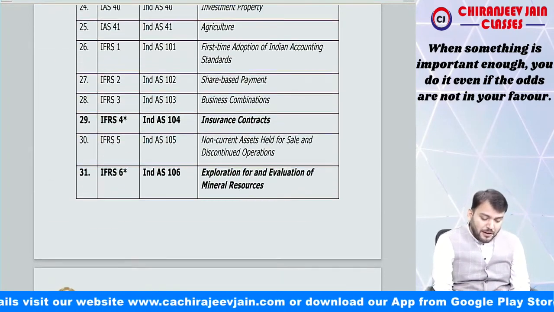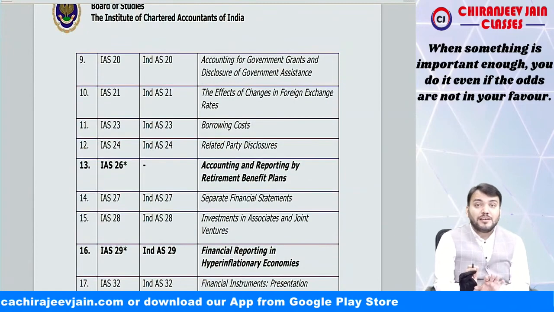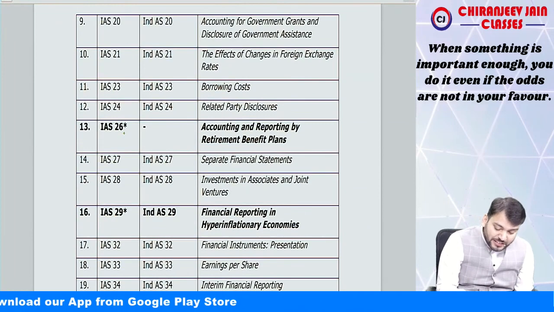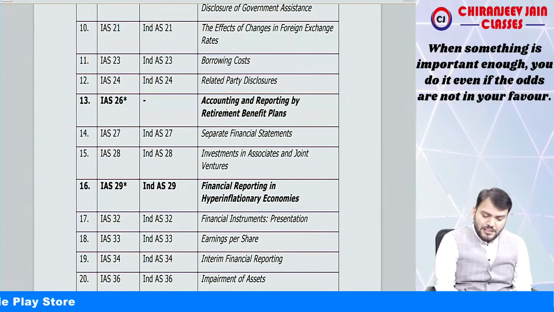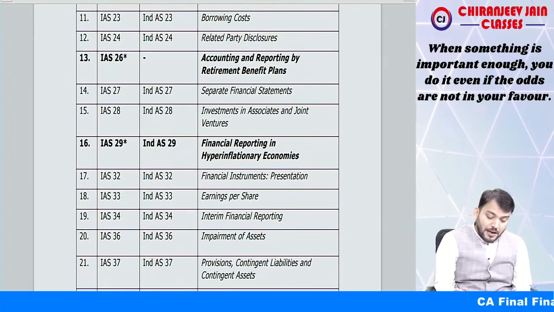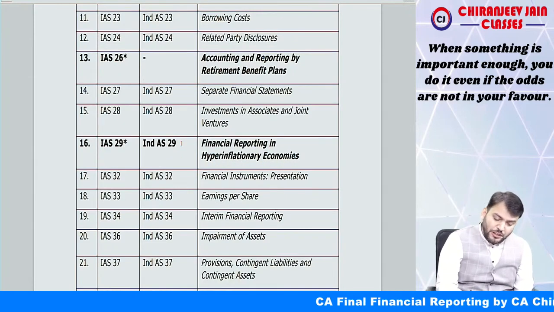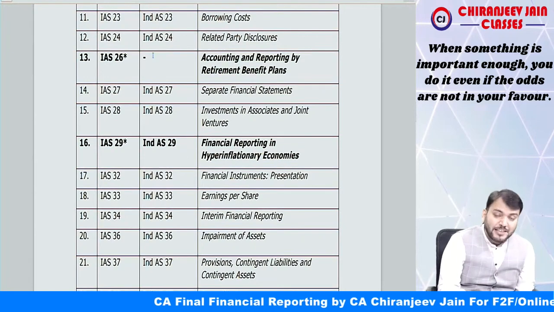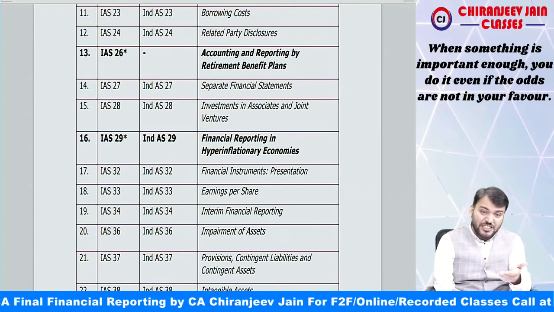Now out of these IAS and IFRS, there are some IAS which are not relevant for this paper, the FR paper. So IAS 26 is not in our syllabus. IAS 26 was accounting and reporting by retirement benefit plans. This is not in our syllabus. Correct. IAS 29 is not in our syllabus, financial reporting in hyperinflationary economies. So that was not in the FR paper also, correct? And you can see for IAS 26 there is no corresponding Ind AS. So this is not in our syllabus of paper 6C, correct?